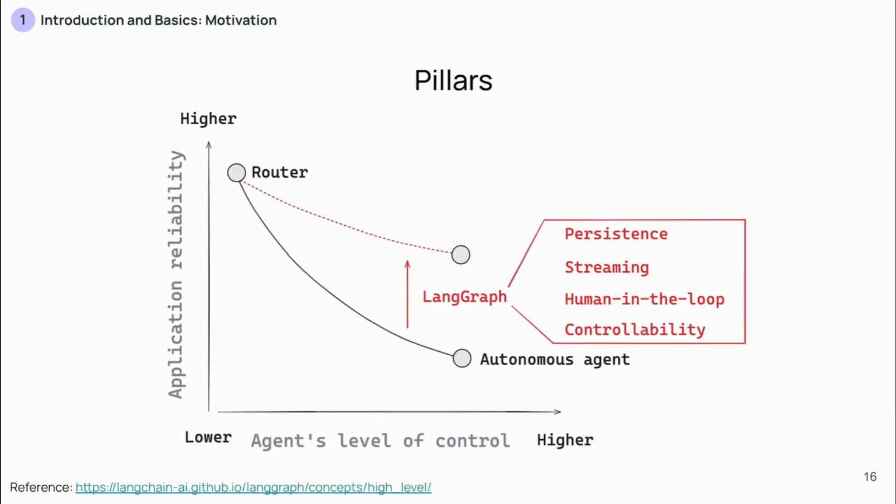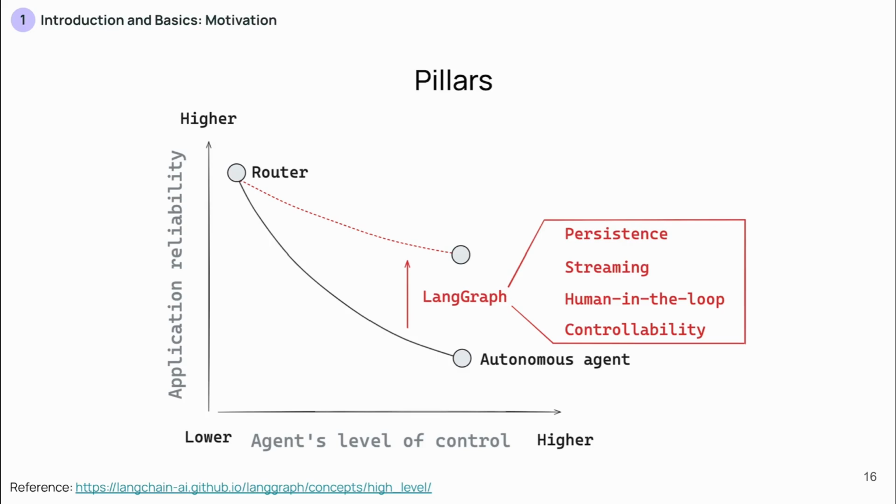There are a few specific pillars for LangGraph that help you achieve this goal we're talking about. LangGraph has persistence, it has streaming, it has human in the loop, and it has a lot of advanced controllability features. And these pillars are going to be cornerstones of the modules in this course.